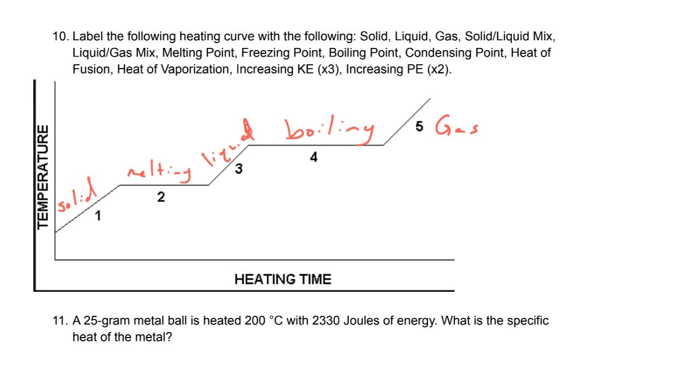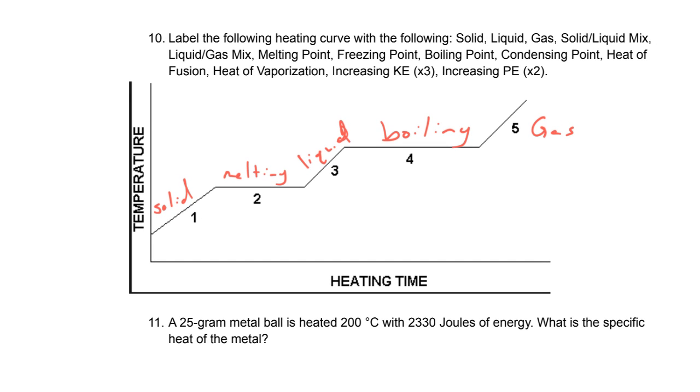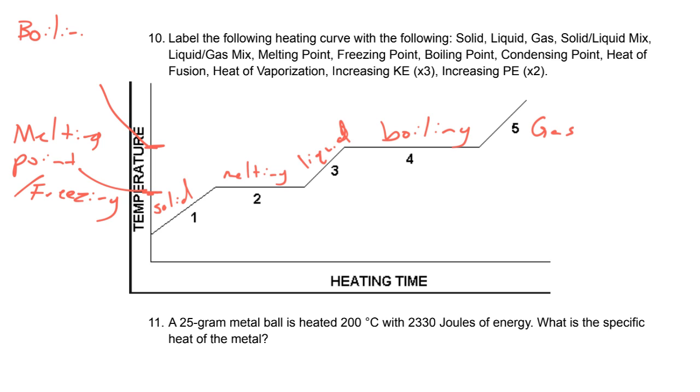All right, the melting point is the temperature needed to melt it. So the melting point would be over here on our y-axis. Right there is your melting point. It is a temperature. Freezing point is the same. So melting point slash freezing, just go in the other direction. Boiling point is up here. So that's boiling slash condensing.